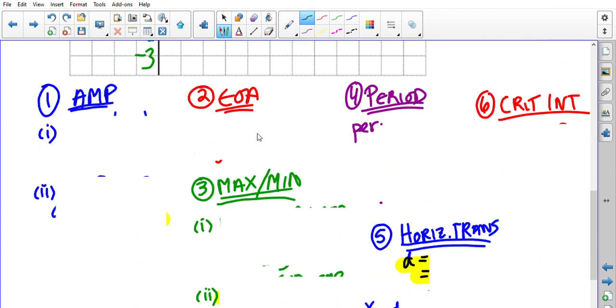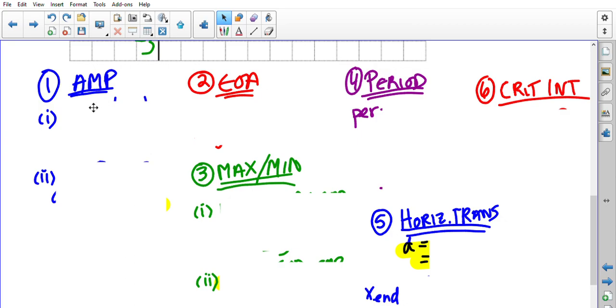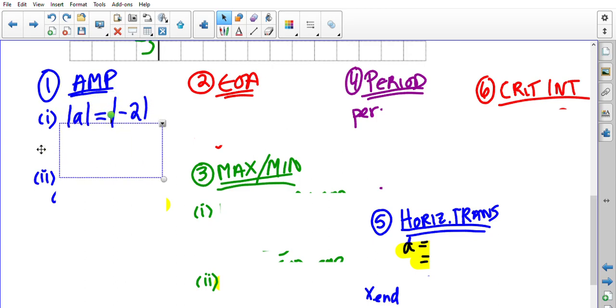All right, so let's scroll to the bottom here where we can do our work. Let's start with the amplitude. There are 2 things we need to get from the a value here. The first thing we're going to analyze is that the amplitude is the absolute value of negative 2, so the amplitude is 2. We know that that's going to be important for helping us find our max and min.